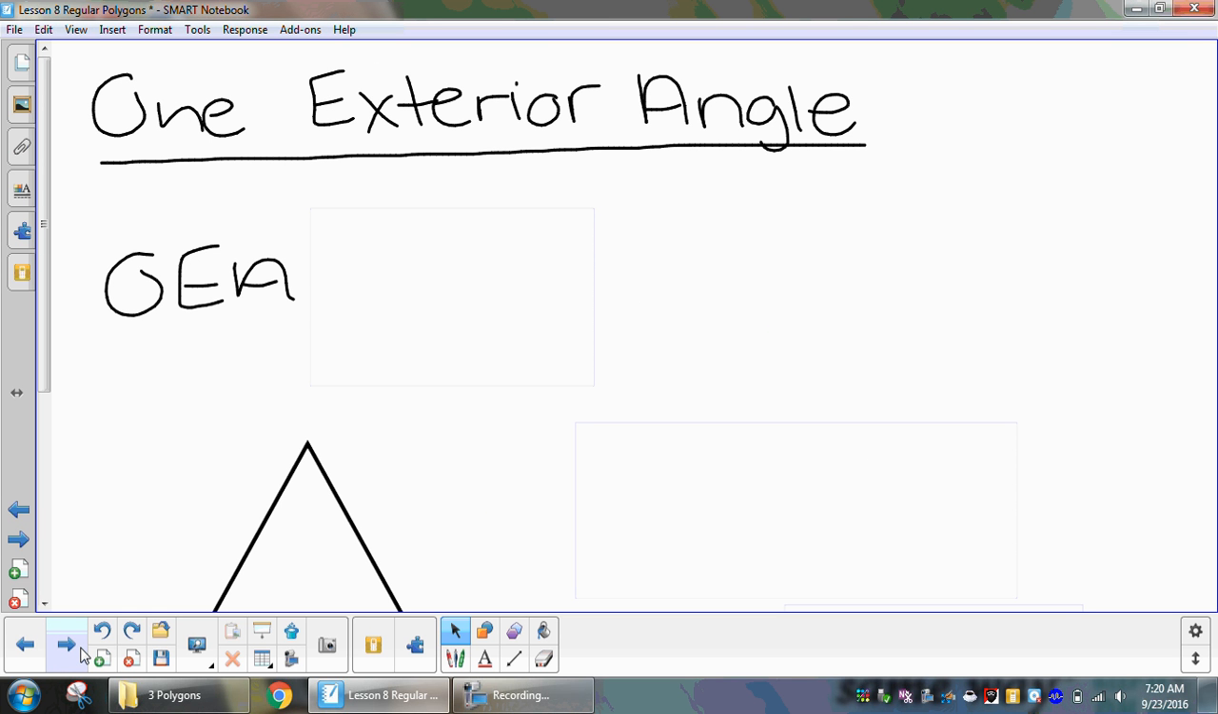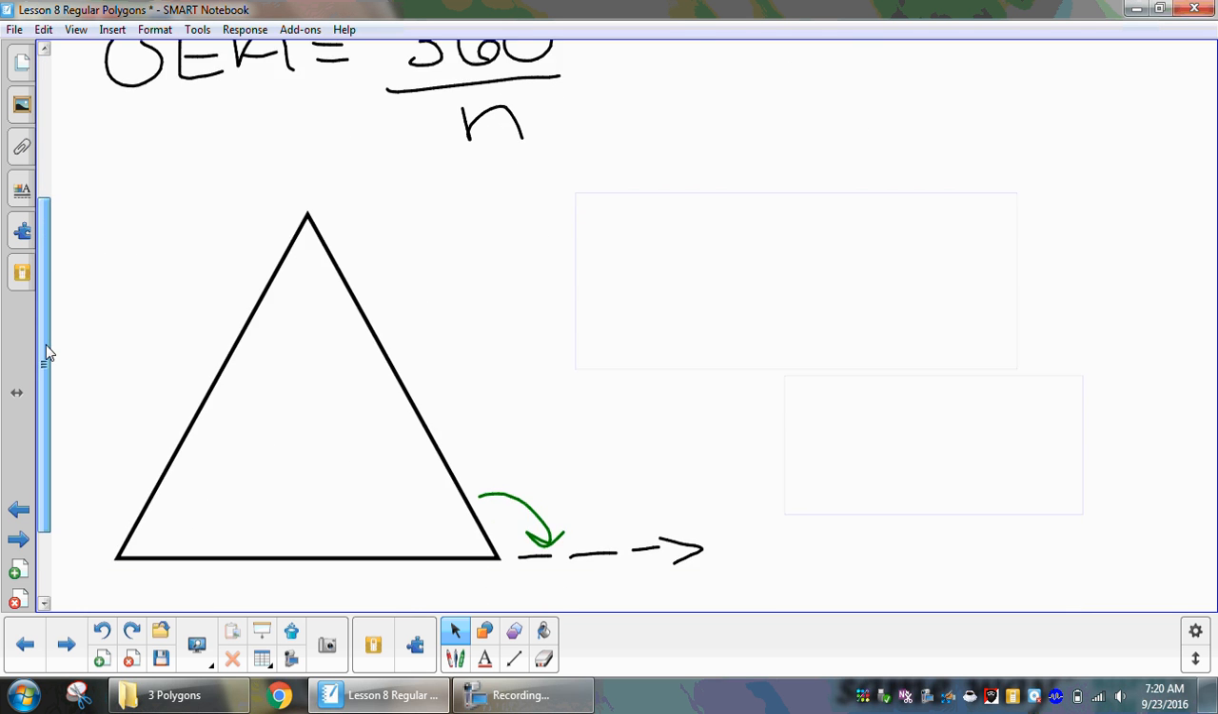So we can do the same thing for the exterior angles. In a regular polygon, all of the exterior angles add up to 360, and they are all exactly the same as each other. So all I need to do to find one exterior angle of a regular polygon is take 360 and divide it by the number of sides or the number of angles.